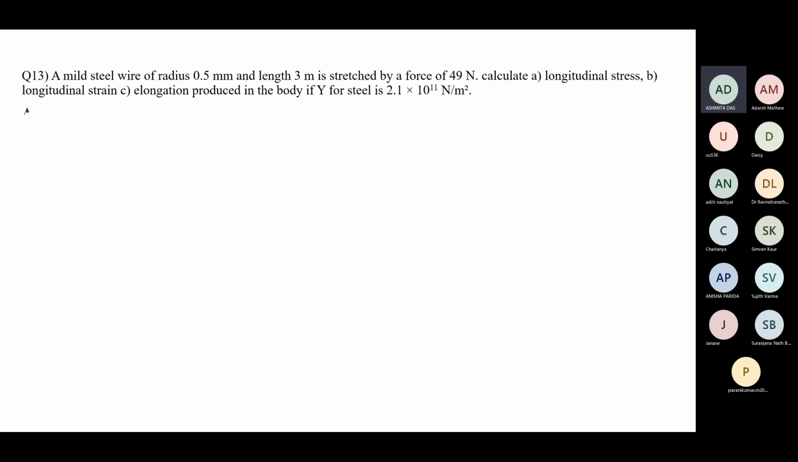Now stress is F by A, that is 49 divided by pi r square, where r is given as 0.5 into 10 to the power minus 3, that is 5 into 10 to the power minus 4 meter. So when we consider that, the stress value comes out as 6.238 into 10 to the power 7 Newton per meter square.